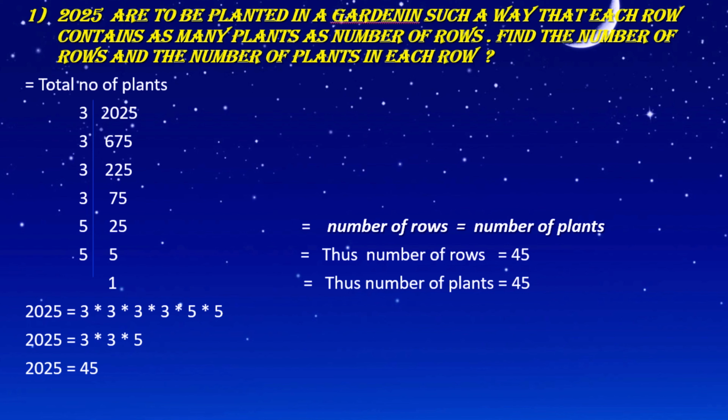These are all the numbers. We should group them in pairs. 2025 is equal to 3 into 3, one group, 3 into 3, one group, 5 into 5, one group. So we should multiply this. 3 threes are 9, 9 fives are 45. So the number of rows is 45, and the number of plants in each row is 45.